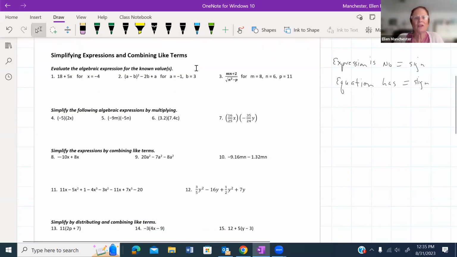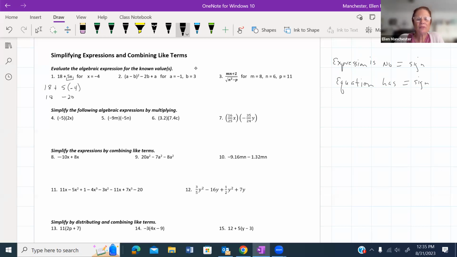That's all it means. So when it says evaluate 18 plus 5x for x equals -4, the first thing you have to identify is when you have a number and a variable, a letter, that's an unknown. When you have a number and a variable together, that means multiplication. So what this is actually saying is 5 times whatever x is. Okay, so we know x is going to be -4. So now I have to use order of operations. I have to do my multiplication first. So 5 times -4 is -20.